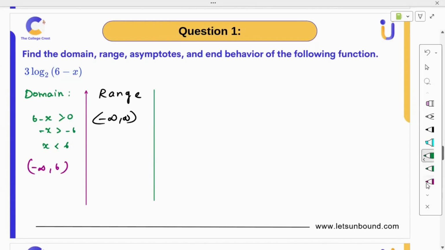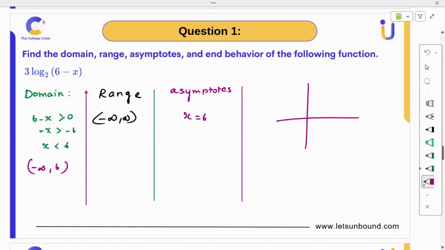Now asymptotes. Where you have a domain restriction, it will be a number someplace. That is your asymptote. So x equals 6 is the vertical asymptote. And end behavior. The log graph will go something like this. So let's see how the graph will be.